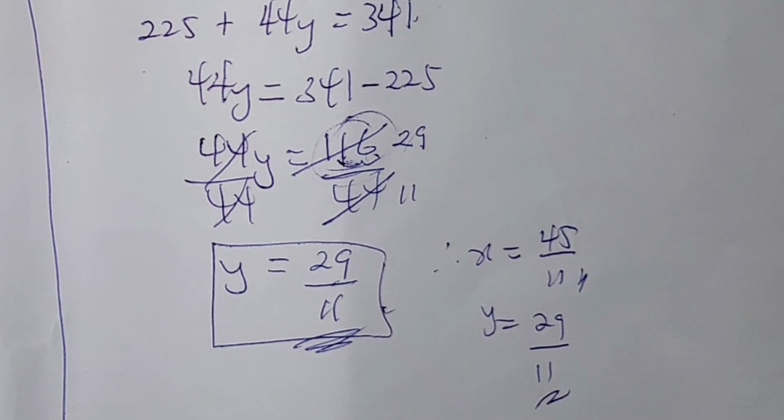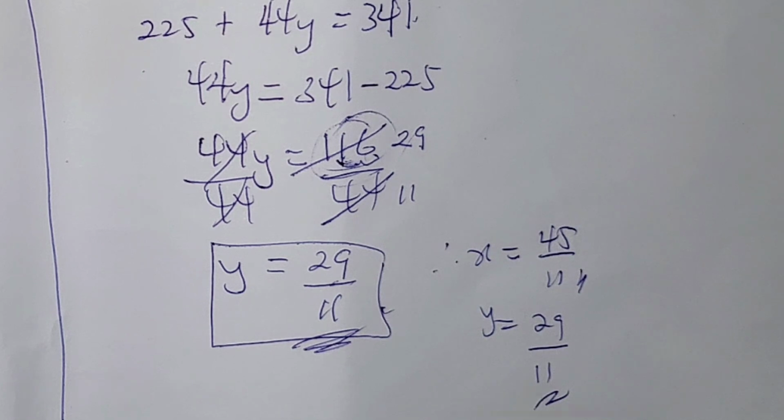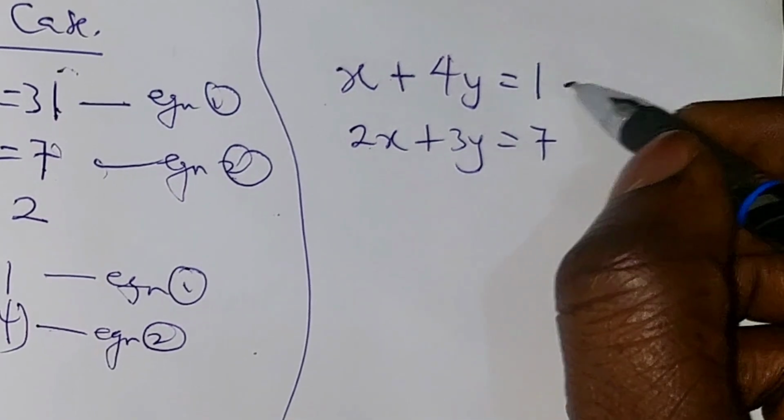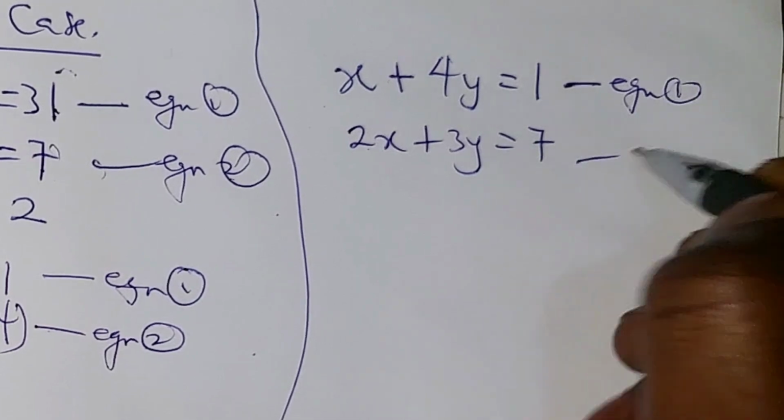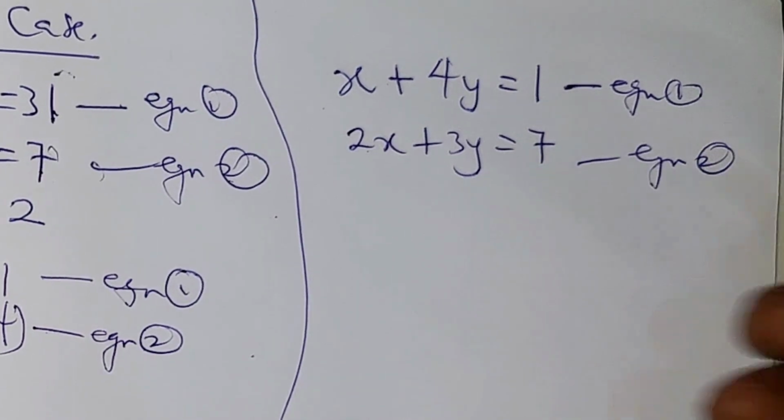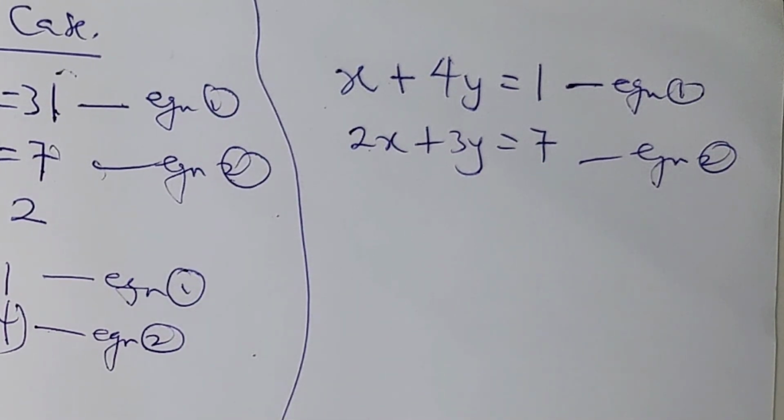Like I said, this is a special case where you have to do a lot of work, but the understanding should be there. That's it. Let's solve one more question, then we can end it. Let's call this one equation 1, and this one equation 2. This one won't have any fractions, so that's the good news.